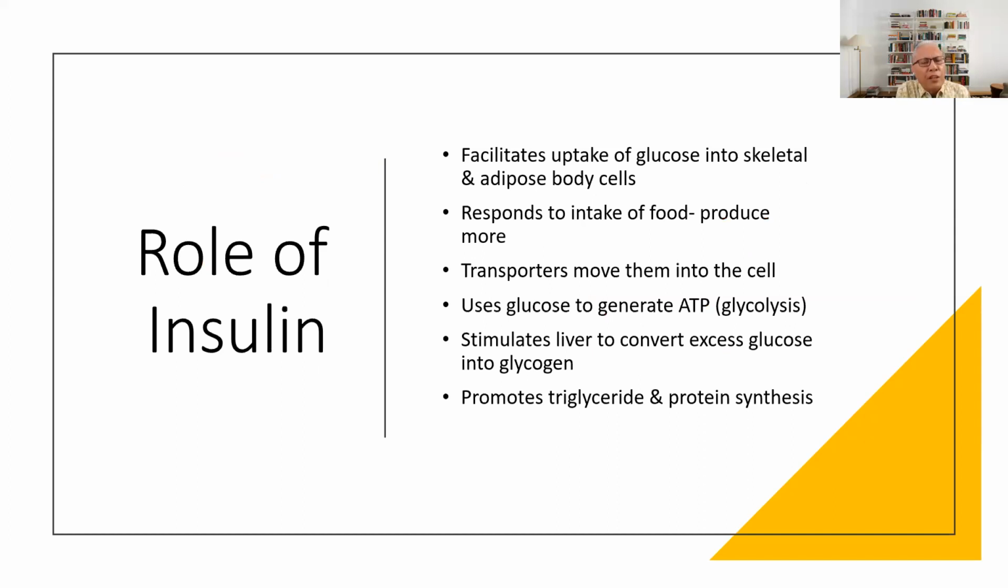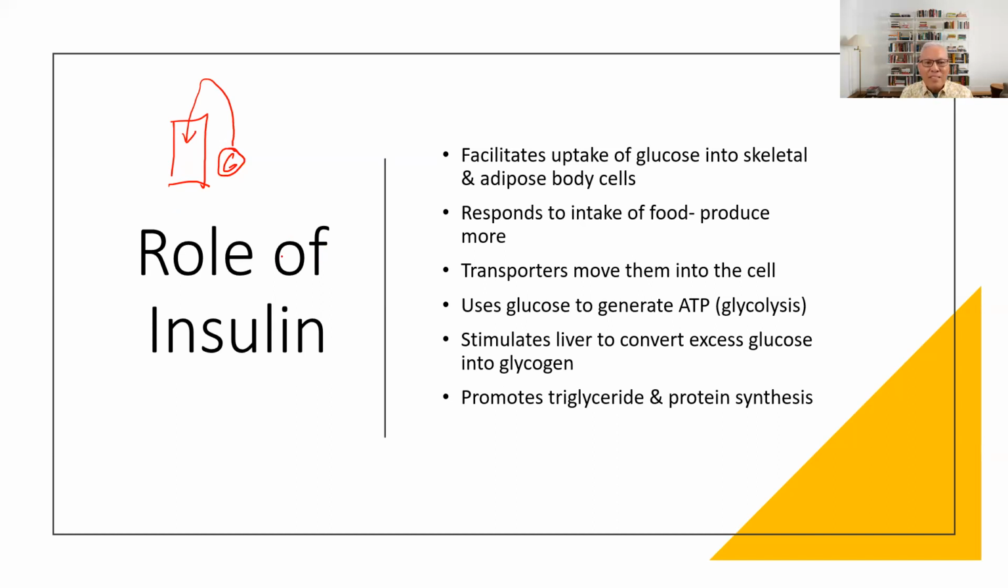So now let's take a look at the function of insulin. So what does insulin do in the body? Well, insulin is very important because it facilitates the uptake of glucose into the skeletal and body tissues. So when these are the cells, for example, glucose is not able to go into the cell without the transport of insulin. So insulin is going to be necessary in order for this glucose to enter into the cells.